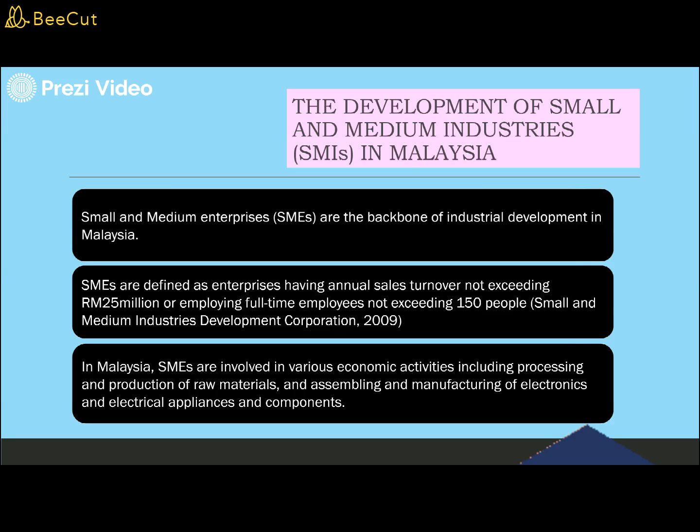Here also, SMIs in Malaysia are involved in various economic activities, and these include processing and production of raw materials, and assembling and manufacturing electronics, as well as electrical appliances and components.